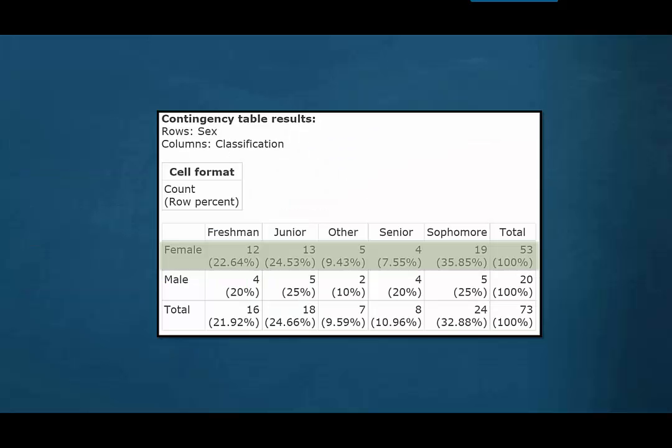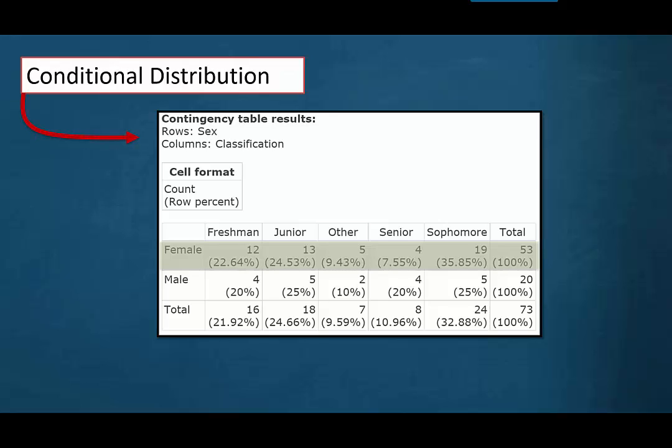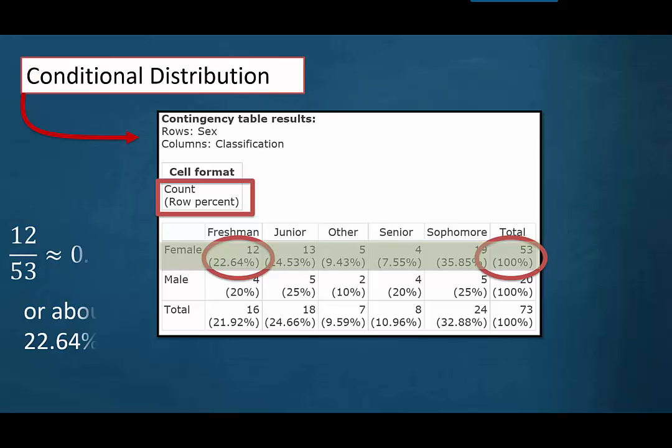So this next one is called a conditional distribution. This gives the row percent. So what that is we take each entry and divide it by the row total rather than the final total of 73. So let's say we want to find the row percent for freshman females. We would divide the 12 by the row total of 53 and convert this to a percent, about 0.2264 or 22.64%.